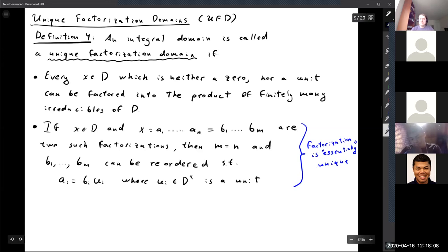So a kind of silly example of a unique factorization domain is a field. Example 6. Oh, wait a second. A product of finitely many irreducibles. Okay, good.